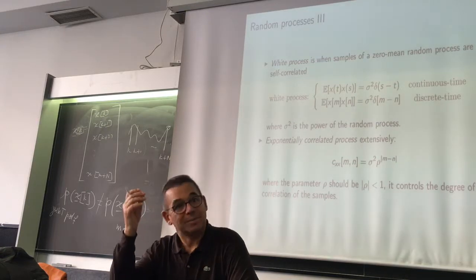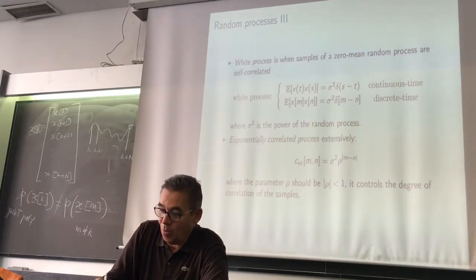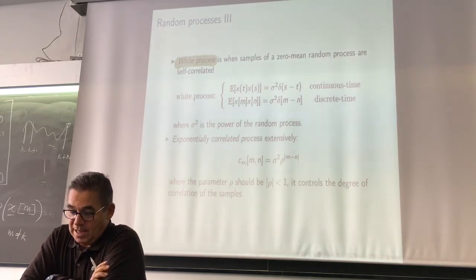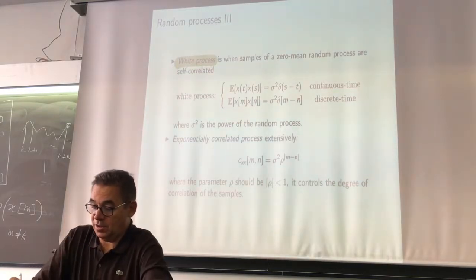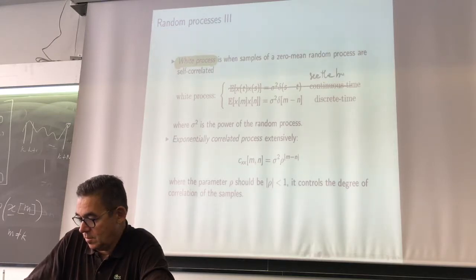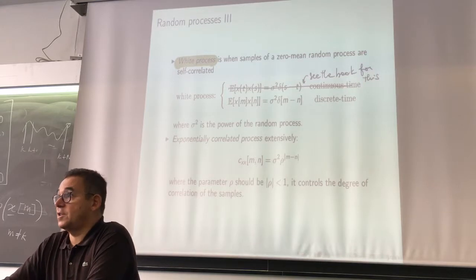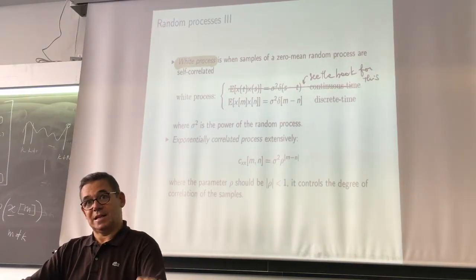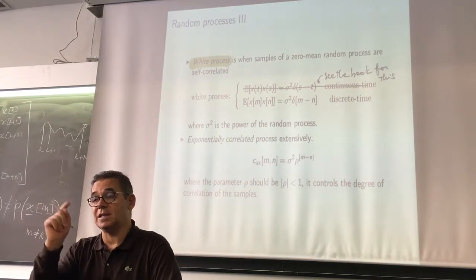Now, let's see some typical random processes. Let's consider, for instance, a white process. So what is a white process? In the white process, the samples are zero mean, and the process is correlated only with itself. If you are interested in continuous time, see the book for this. So a white process means that x(m) and x(n) are not correlated when m is different from n. They are correlated only when m is equal to n.